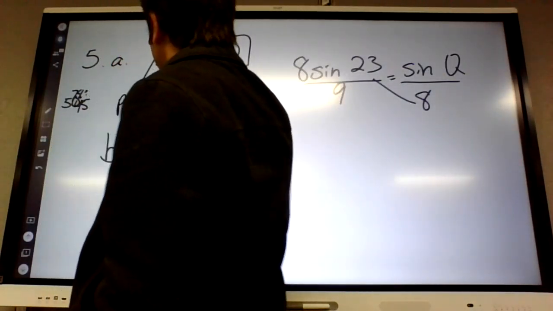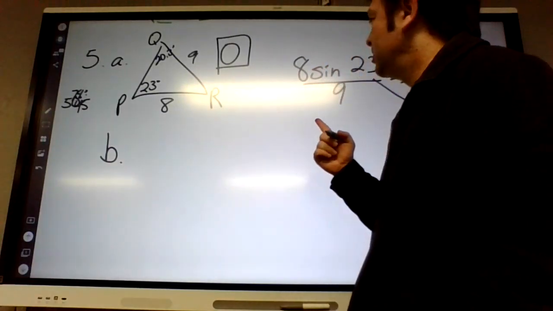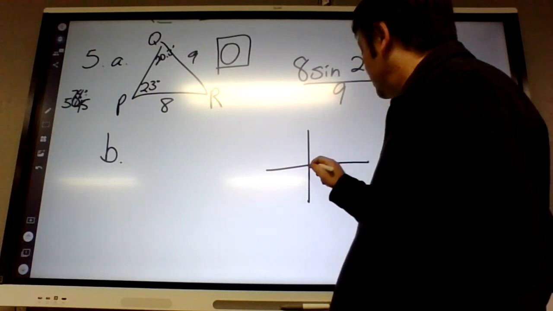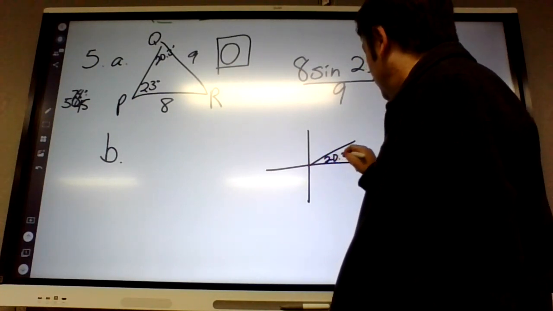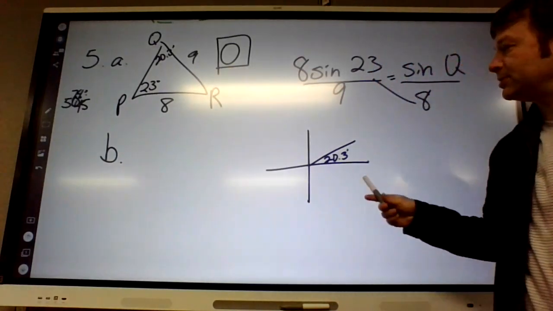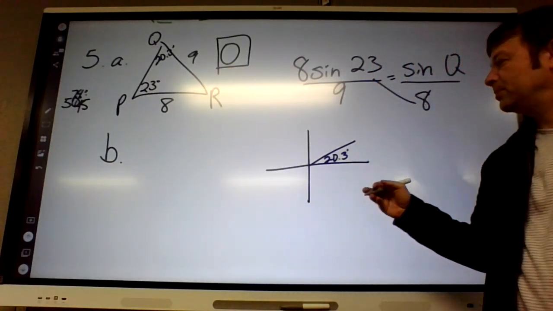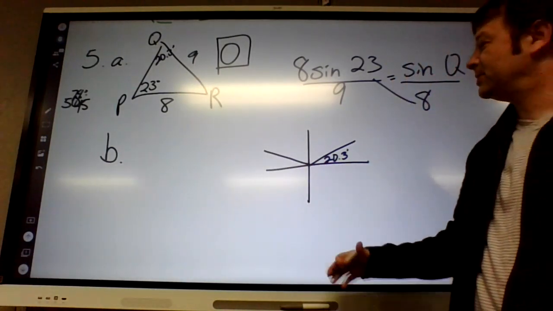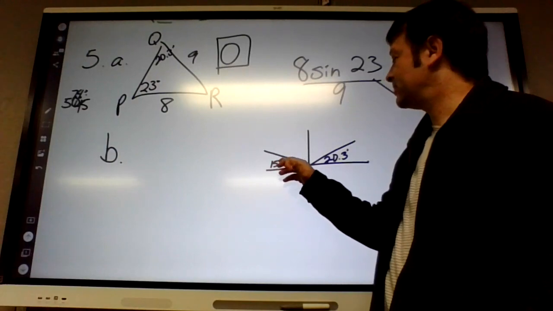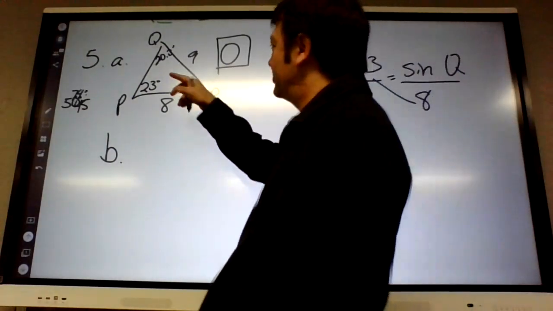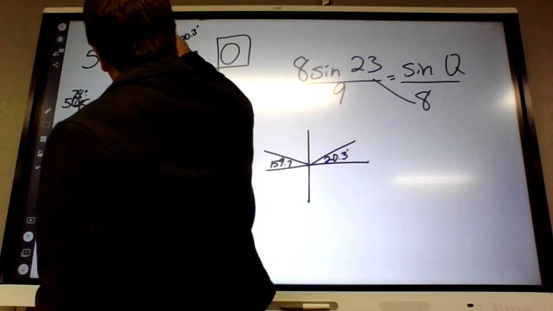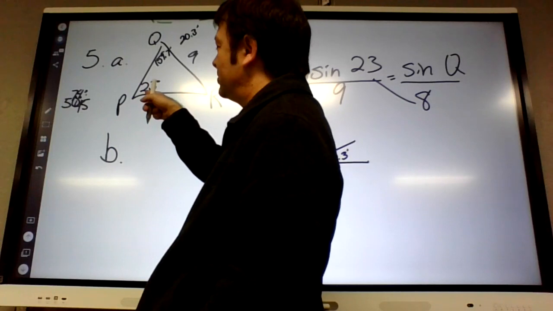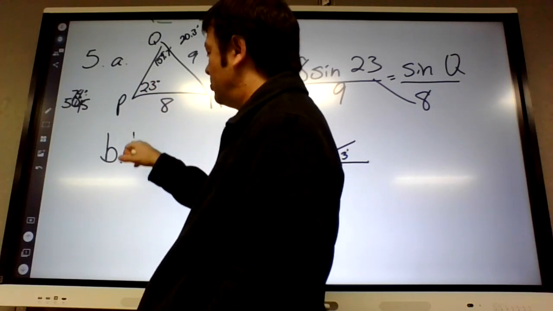20.3. Okay, so that means at least one is possible. Okay, what other angle would give the same reference angle? 180 minus 20.3 is 159.7. Okay, is it possible that this angle could actually be 159.7? Those two add up to more than 180, so no, that's not possible. So there's only one triangle possible.